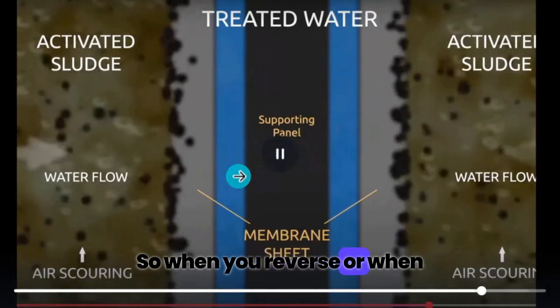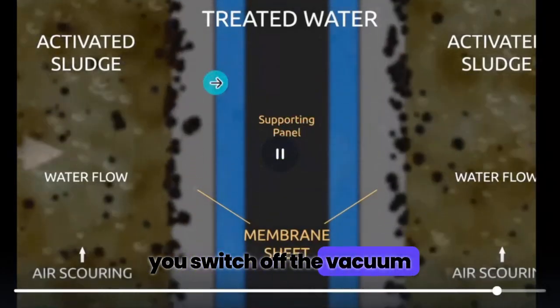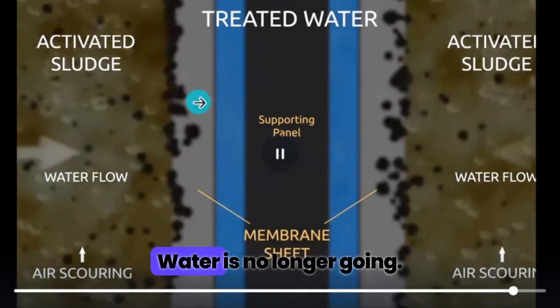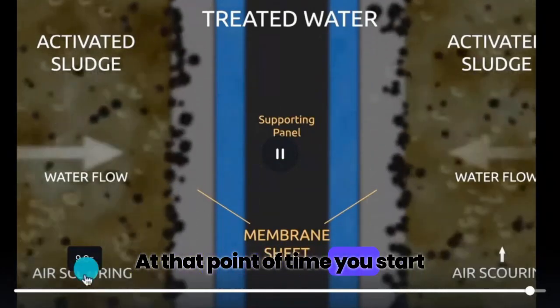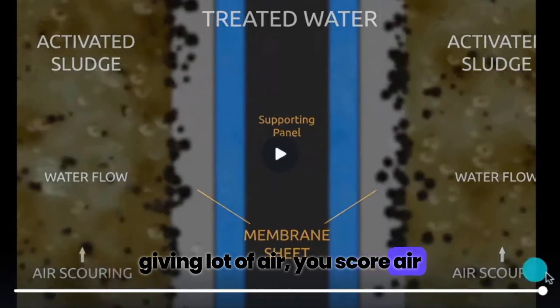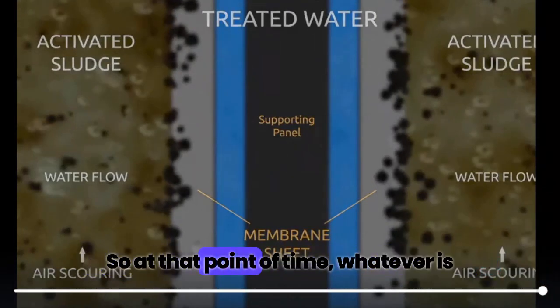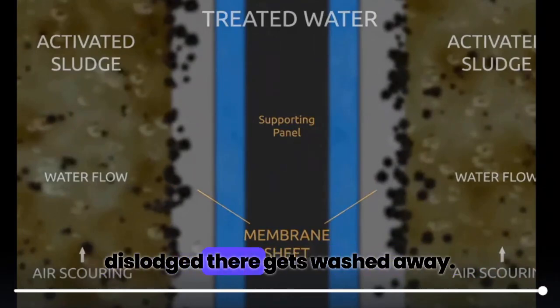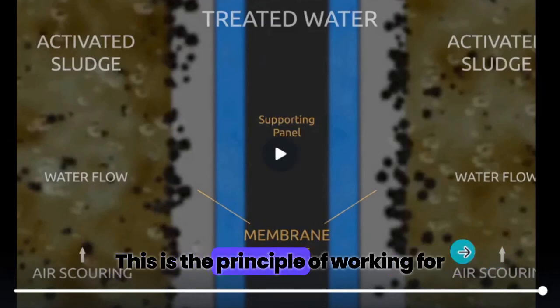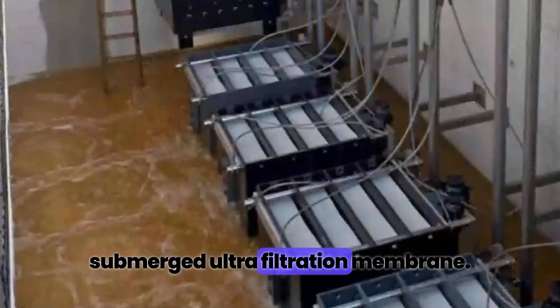So when you reverse or when you switch off the vacuum pump, this process will stop. Water is no longer going. At that point of time, you start giving a lot of air. You scour. Air scouring means you give a large quantity of air using a solenoid valve. So at that point of time, whatever is dislodged there gets washed away. This is the principle of working for a submerged ultrafiltration membrane.